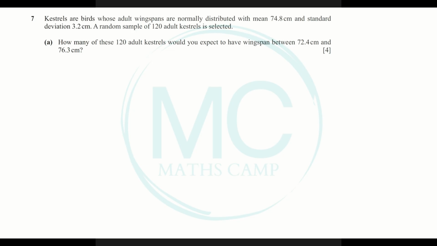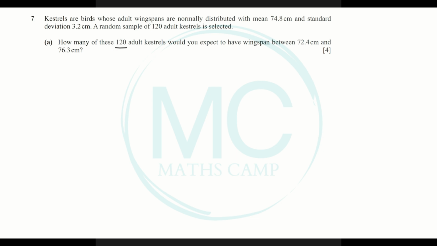Kestrels are birds whose adult wingspans are normally distributed with mean 74,8 centimeters and standard deviation 3,2 centimeters. A random sample of 120 adult kestrels is selected. Part A says how many of these 120 adult kestrels would you expect to have wingspans between 72,4 centimeters and 76,3 centimeters. To find the number of kestrels, we can multiply the probability by the total kestrels of 120.